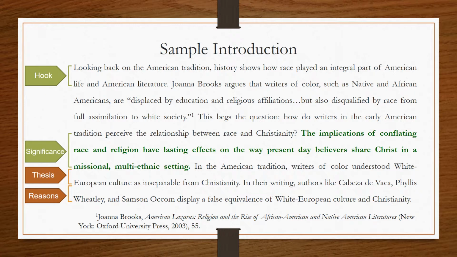In our example, the writer is exploring the relationship between race and Christianity in the American tradition. The writer suggests that how this question is answered is important because the implications of conflating race and religion have lasting effects on the way present-day believers share Christ in a missional multi-ethnic setting.